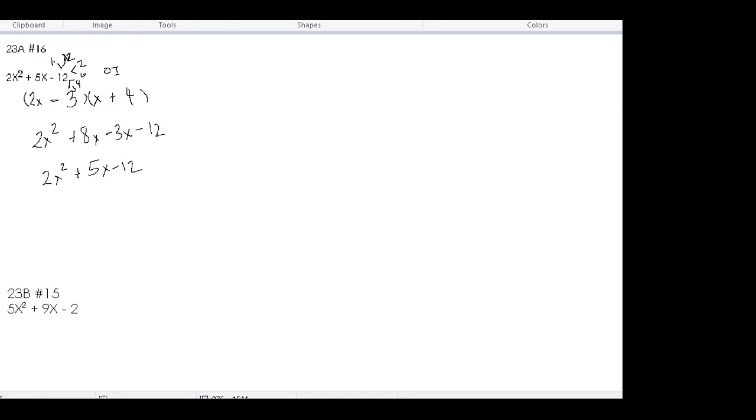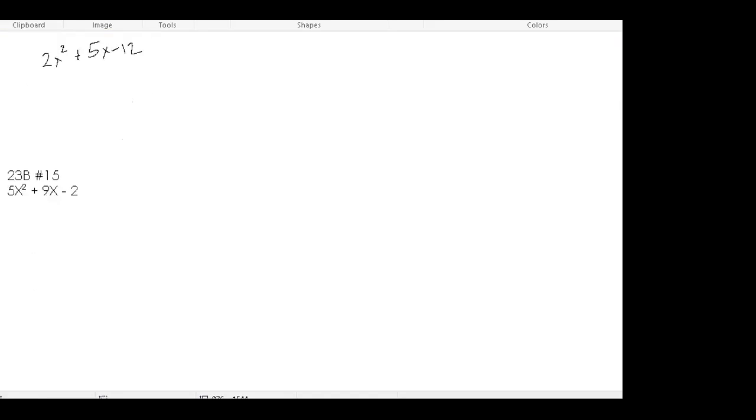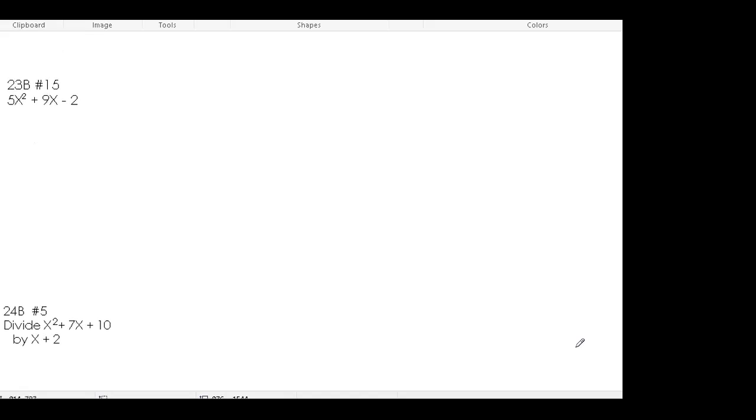All right, so our next one we're going to go over is 23B, number 15. Okay, we're factoring this one, 5x squared plus 9x minus 2. So again, this tells us that we're going to need factors of 5 in front. And there's only one set of factors for 5, 5 and 1. So we'll have a 5x and we'll have an x.